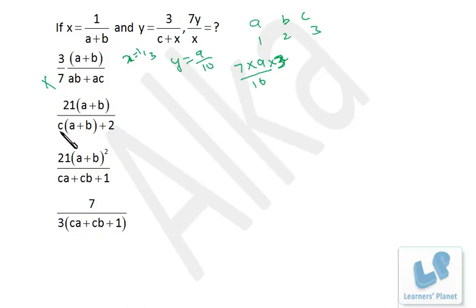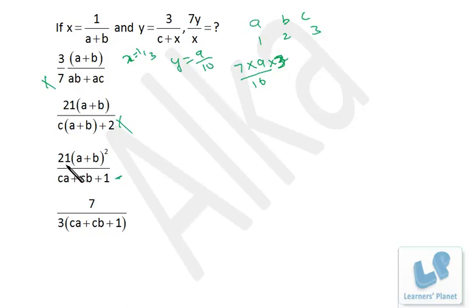Then in this case, C into A plus B plus 2, right? So C is what? 3. 3 into 3, 9 plus 2, 11. So once again, wrong. Here it's 9 plus 1, 10. The same thing is there. So the denominator is correct. Now let's see the numerator.